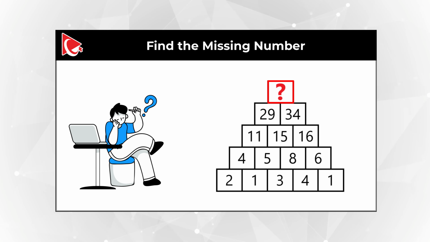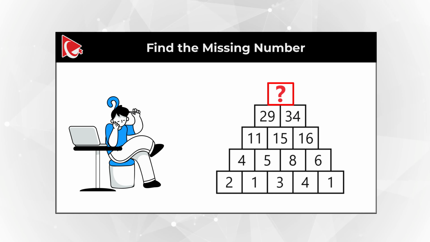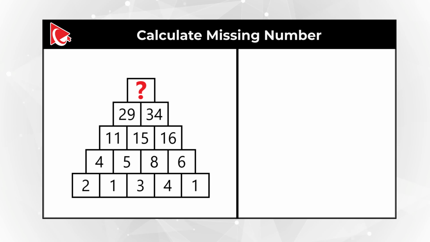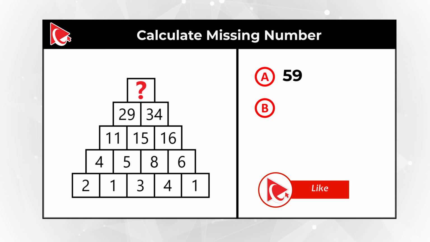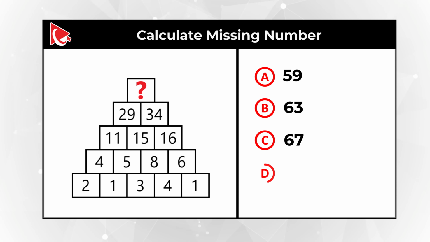You need to calculate the missing number, which is in the top row, and you have 4 different choices. Choice A, 59. Choice B, 63. Choice C, 67. And then choice D, 73. Give yourself a little bit of time, maybe 10 to 15 seconds, maybe a little bit longer, to see if you can answer this question.